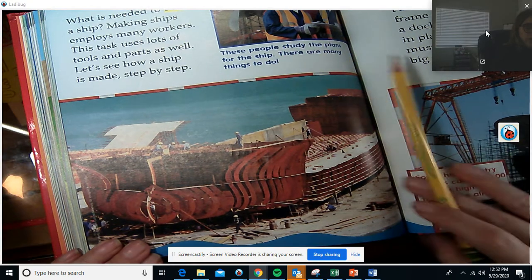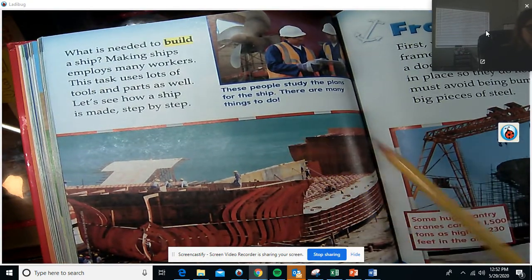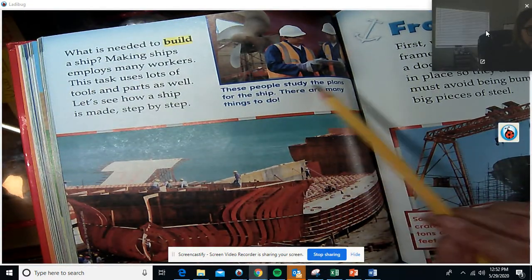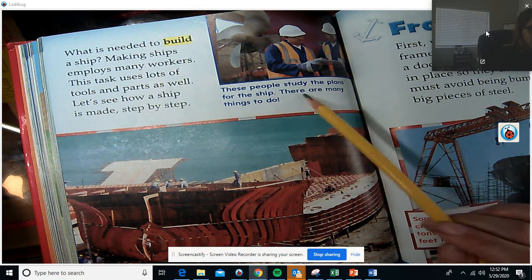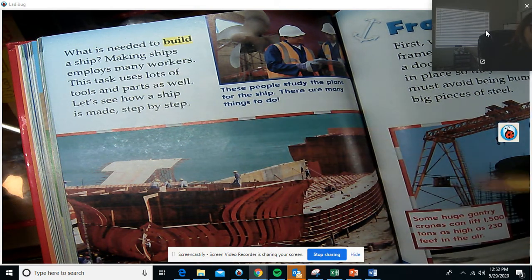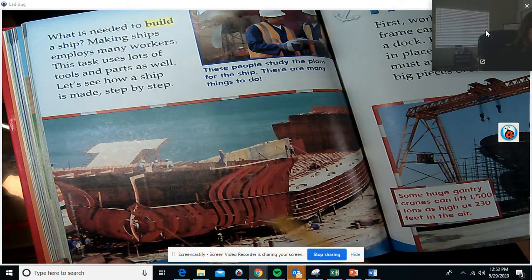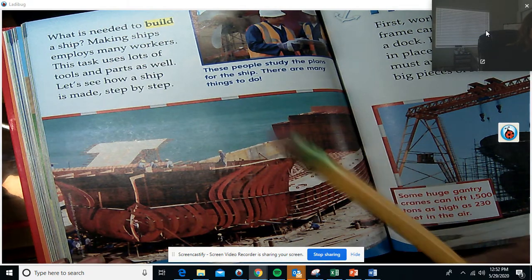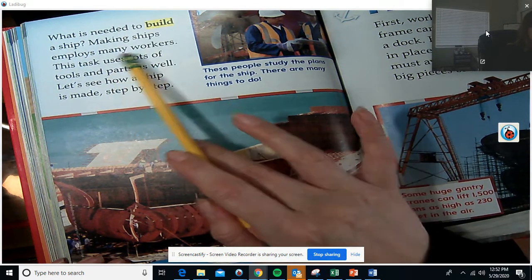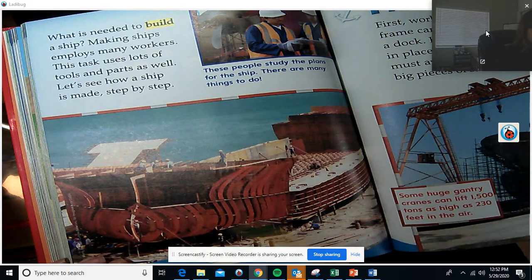And then over here we have a caption for the picture. It says, these people study the plans for the ship. There are many things to do. So this is just the beginning stages. And there are many, it says, making ships employs many workers. So many people have to work on this ship.